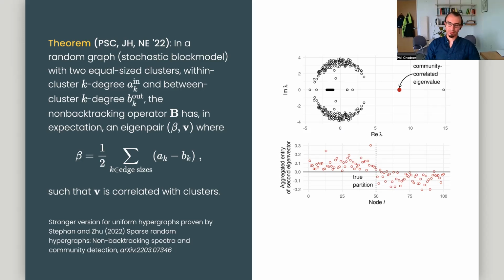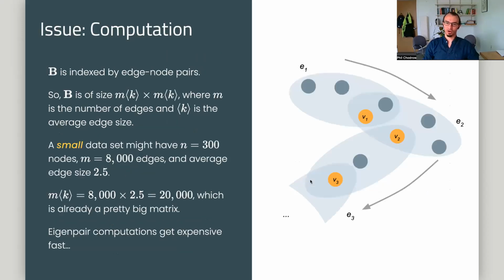Now, a bit of an issue here already is that this operator, I sort of glossed over this when introducing it, can be quite large. So B is this matrix. It's indexed by edge-node pairs, which means that it's of size m times the expected value of k, where m is the number of edges and k is the average edge size.